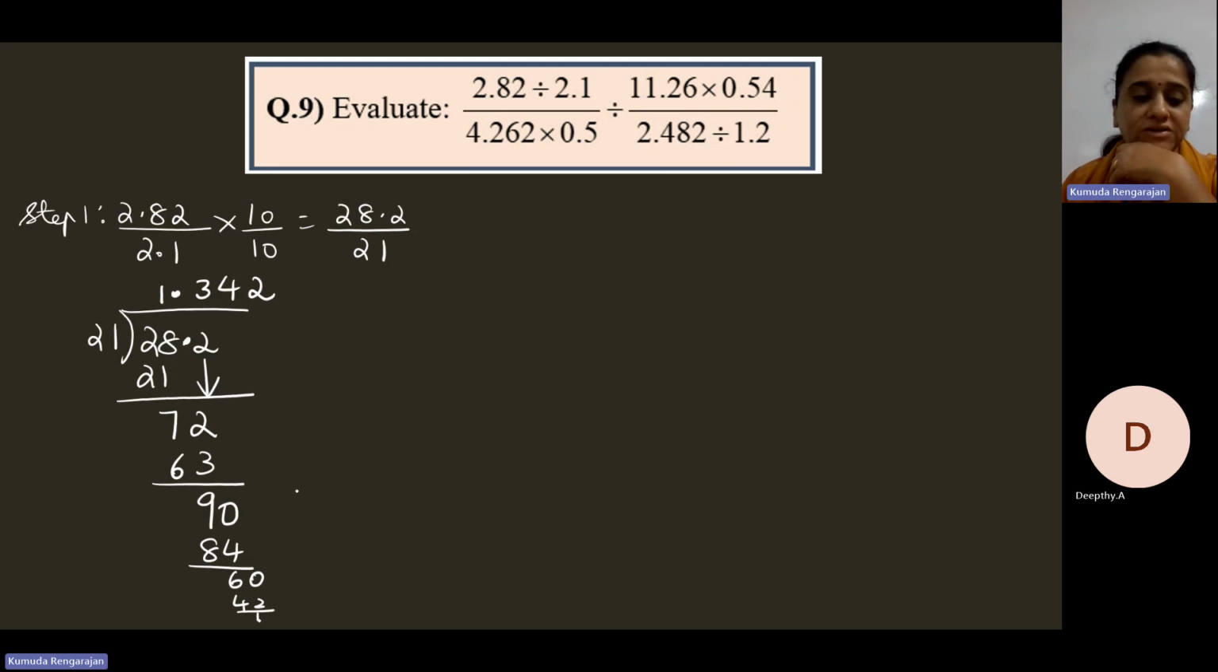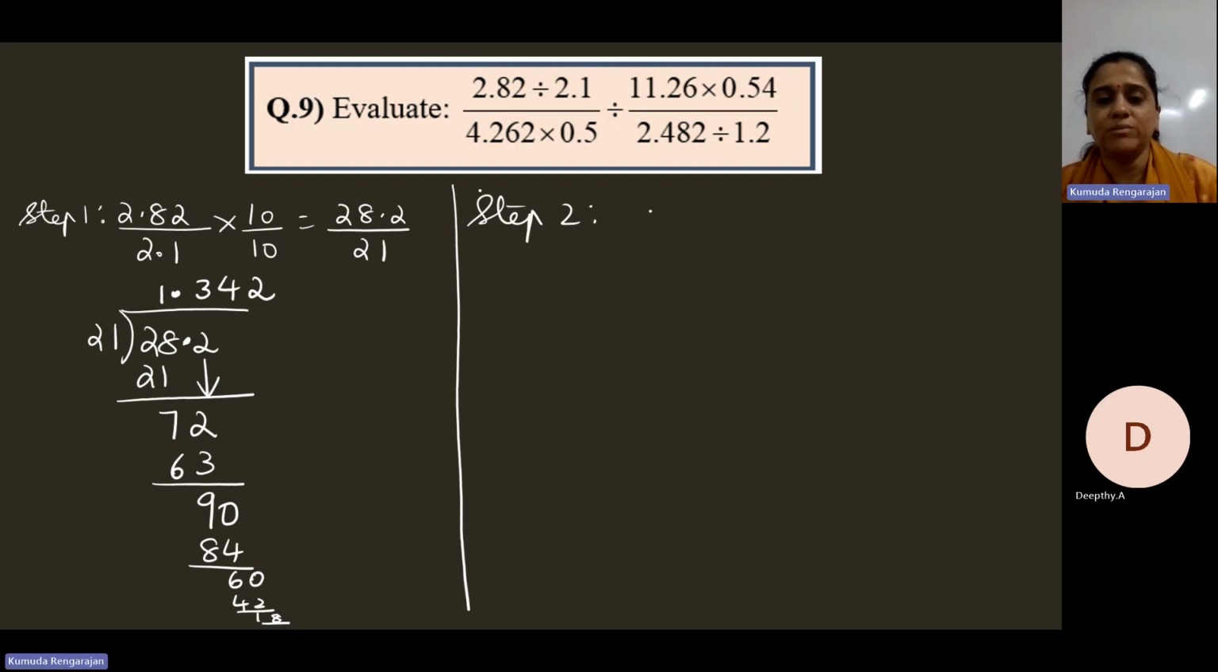18. So you stop. It's going on and on. So you can just stop there. You can find up to 2 or 3 decimal places and stop because it's going on. You can add a 0 and continue, but since after the decimal point we have got 3 digits, you can stop there.